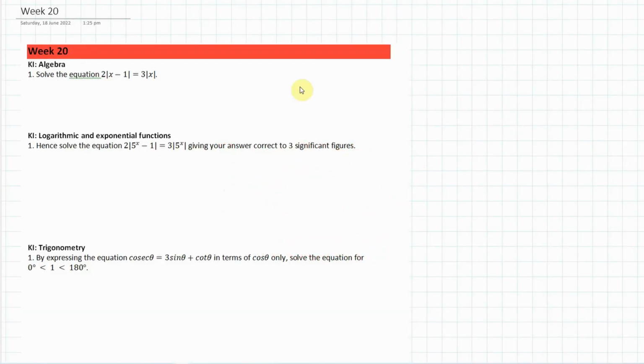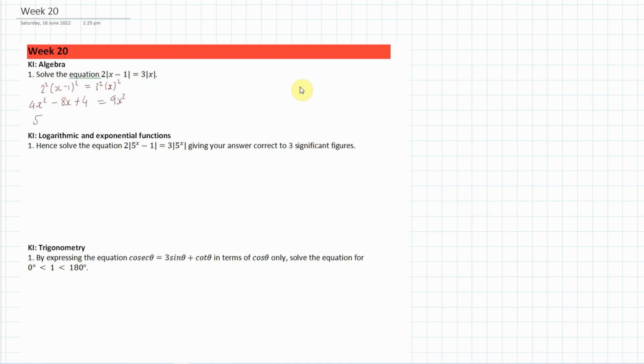The first question today is a modulus question. We've got modulus on both sides, so the best way to solve this is just to square both sides. So we get 2 squared times (x minus 1) squared equals 3 squared times x squared. Now I end up with 4x squared minus 8x plus 4 should be equal to 9x squared. I've skipped a few steps there, but it should be okay.